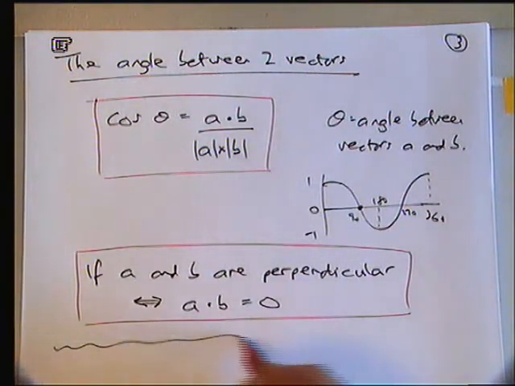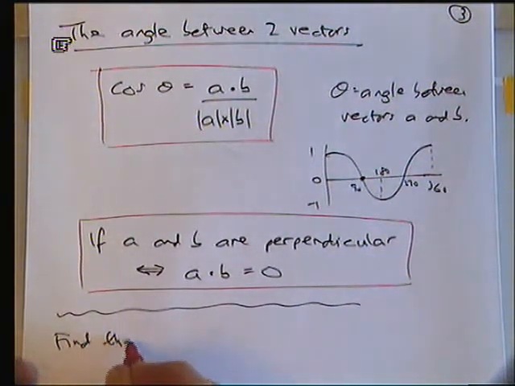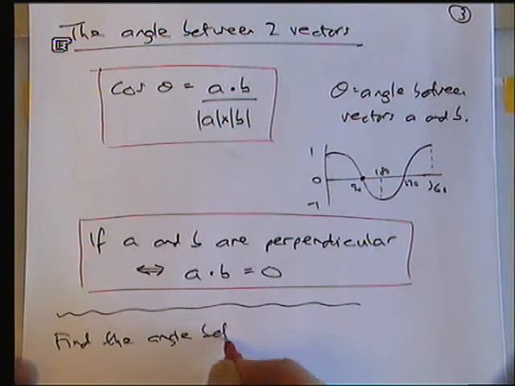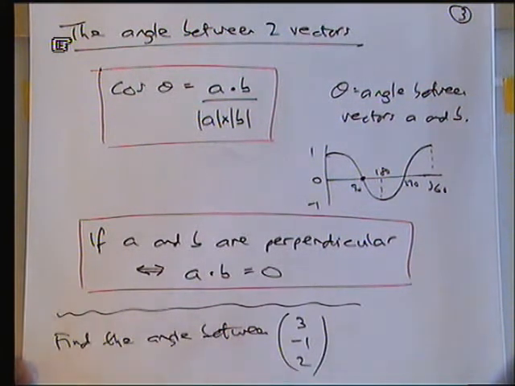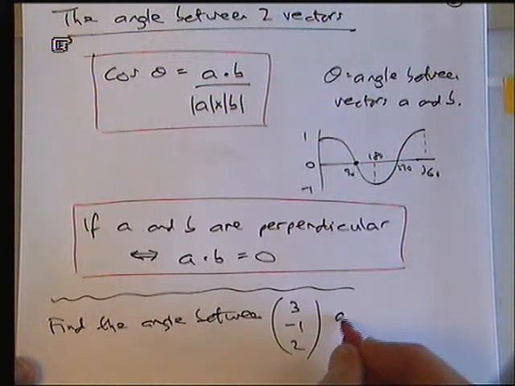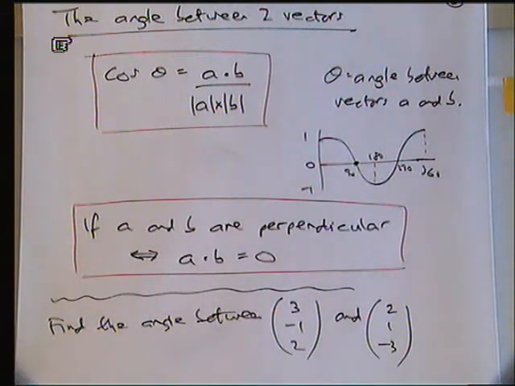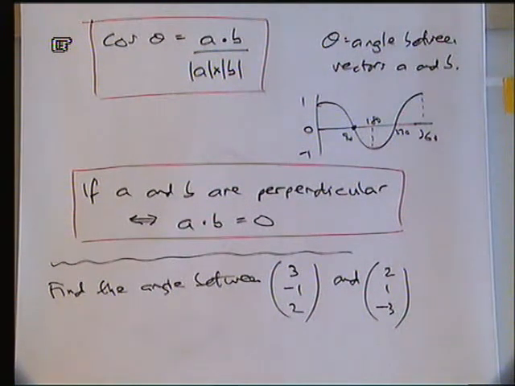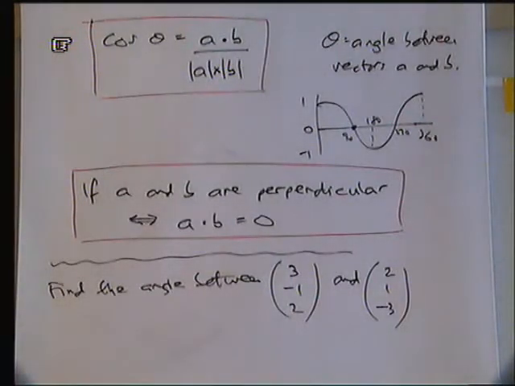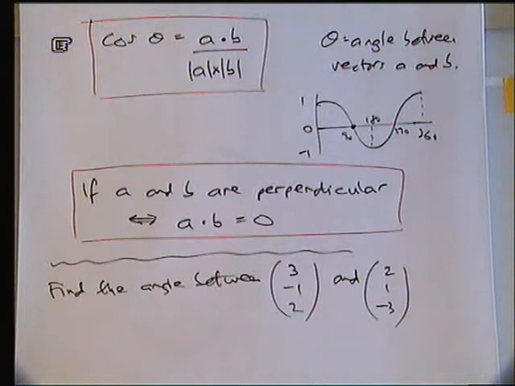So, let's just do a simple example of finding the angle between two vectors. Find the angle between one vector, (3, -1, 2), and another vector, (2, 1, -3). So I'm going to find the angle. I'm trying to find out what theta is.